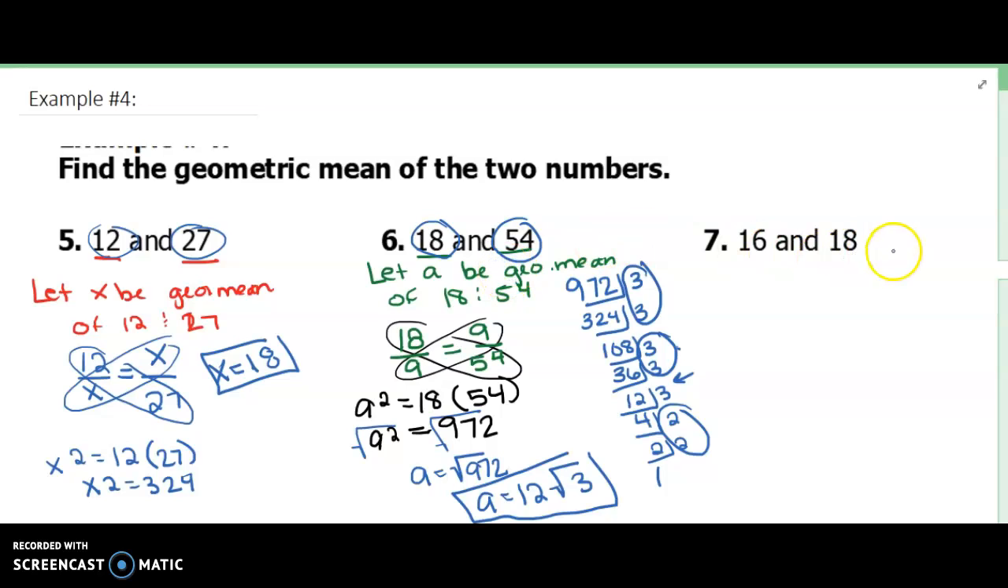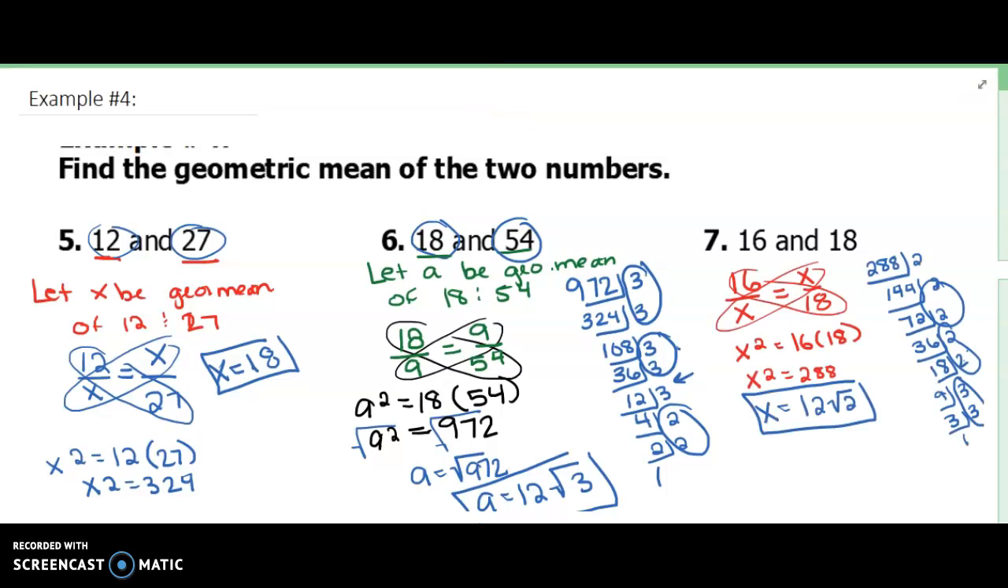Now go ahead and work through number 7 on your own, and then we'll go over it. All right, so you should have set it up in this way. 16 over x equals x over 18, or you could have done x over 16 equals 18 over x. Same thing, you would have gotten the same result, but you should have gotten 12 square root of 2 for your final answer.